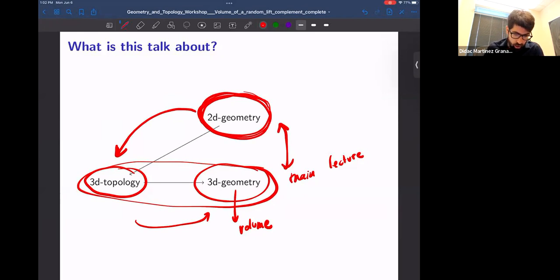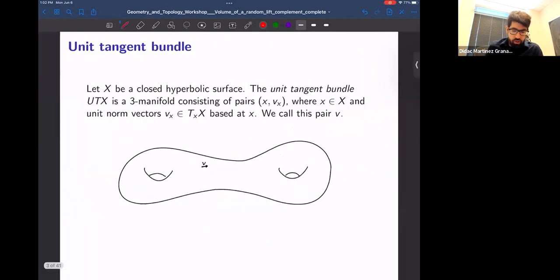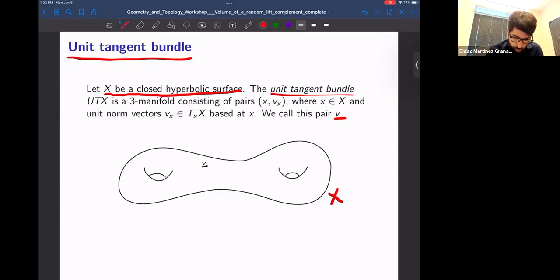Let me tell you how I can construct a three-manifold starting from some geometric information on a surface. The ambient three-manifold that I'm going to be considering is the unit tangent bundle. That's not the ultimate three-manifold that I will consider, but I'm going to start with the unit tangent bundle of a closed hyperbolic surface. So let X be a closed hyperbolic surface, and let me consider the unit tangent bundle, which is a three-manifold where I consider pairs of points on the surface together with a unit norm vector based at that point. I'm going to be calling this pair V. Here you have the surface X, and here I have a point on the surface together with a unit vector.